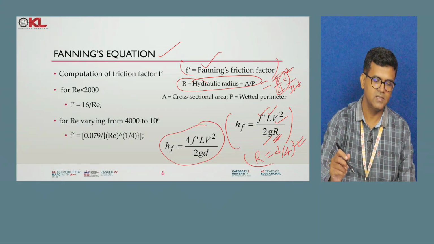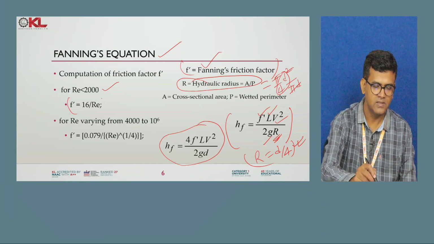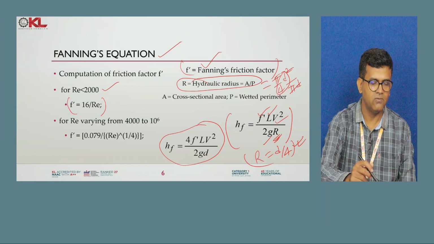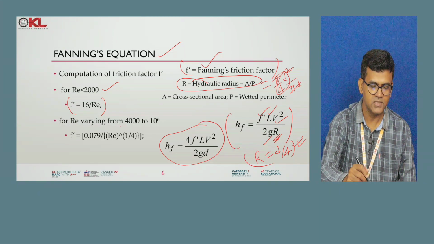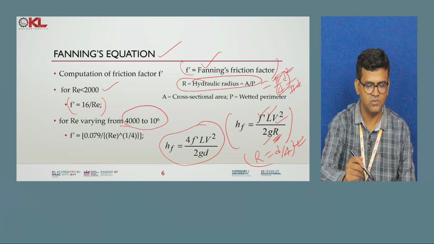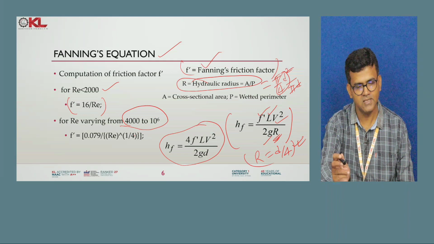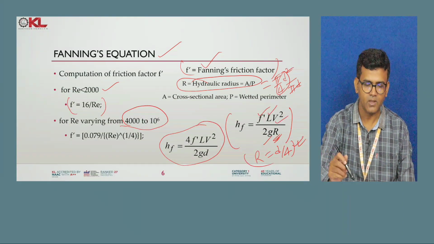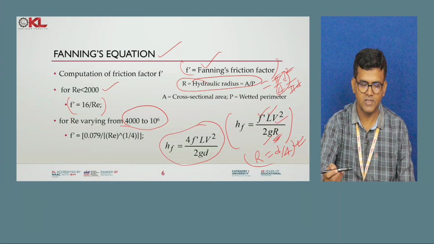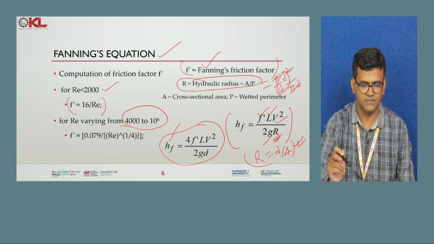Now as per Fanning, if the Reynolds number is less than 2000, then you can use the friction factor formula f dash equal to 16 upon Reynolds number. While if the Reynolds number value is between 4000 and 10 to power 6, you can use f dash equal to 0.079 divided by the Reynolds number to power 1 by 4. That is Fanning's equation. So as per Fanning's equation also, you can compute the head loss due to friction.